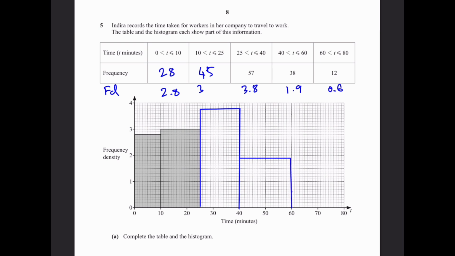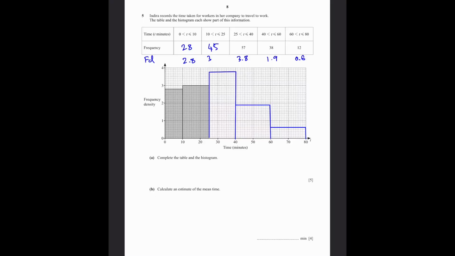60 to 80 is 0.6, therefore we get this. And this will be our answer. Part B, calculate an estimate of the mean time. The mean time is just going to be the sum of fx, which is frequency times the midpoint x of the class, divided by the sum of the frequency, or total frequency.